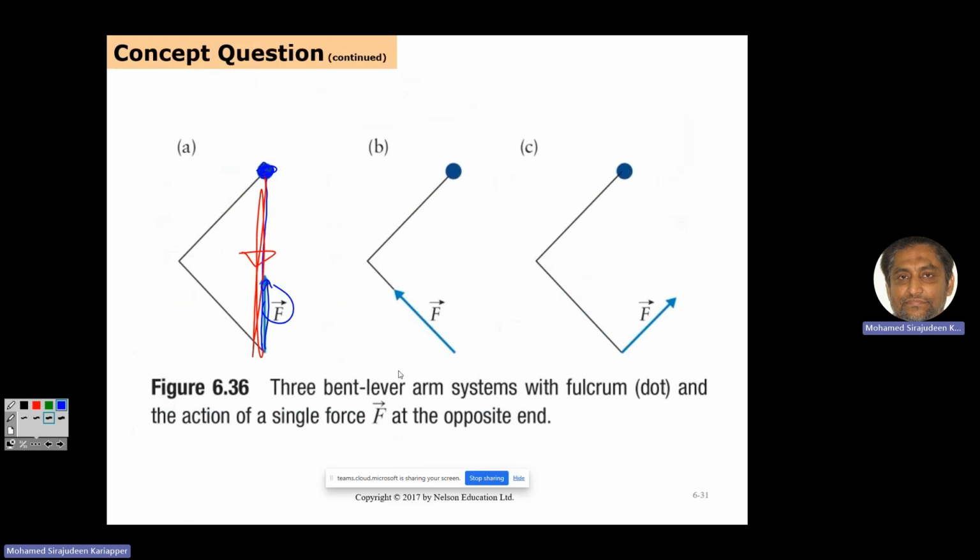What about B? No. R is not 0, F is not 0, and we have a perpendicular component. Theta is not 0 or 180, so the perpendicular component is this much. Okay, this is the perpendicular component. So R is not 0, F perpendicular is there. There is no rotational equilibrium, so it is not in equilibrium. What about this one? Same story.